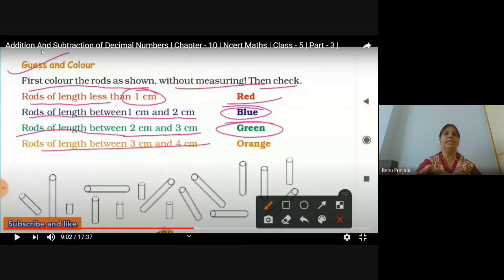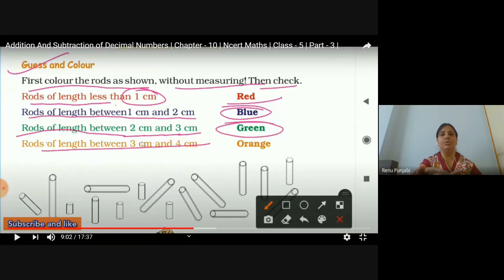Guess and color. First, color the rods as shown without measuring them. Check rods of length less than 1 centimeter. बिना measurement के, you are not going to measure, आपको observation से idea लगाना है that which rods are of 1 centimeter. If they are less than 1 centimeter, color them red. जैसे my guess is that this will be less than 1 centimeter से होगी, तो I'll color this red, right? And rods of length between 1 centimeter and 2 centimeter, मेरा गैस है ये 1 centimeter और 2 centimeter के बीच की होगी rod. So I'm going to color this blue.